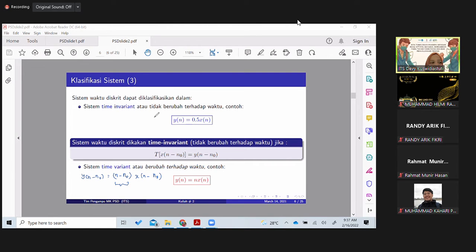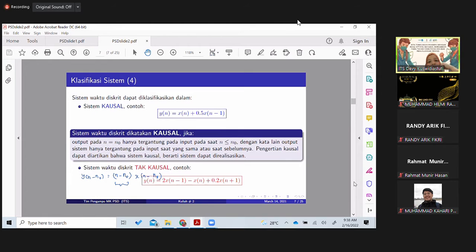Do you get what I mean for this third classification of linear system? Yes, ma'am. Okay. So I can move on to the fourth one then.